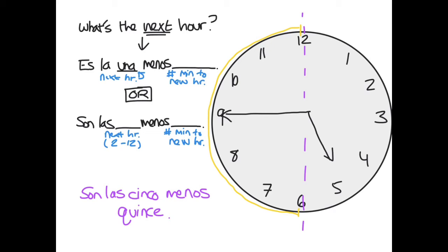The hour is 5, which is why I went with son las, because that's plural. Menos. And then how many minutes until I get to 5? When will this minute hand get back up to the 12? 15. 5, 10, 15. Therefore, 15. So 4:45 would be son las 5 menos 15.